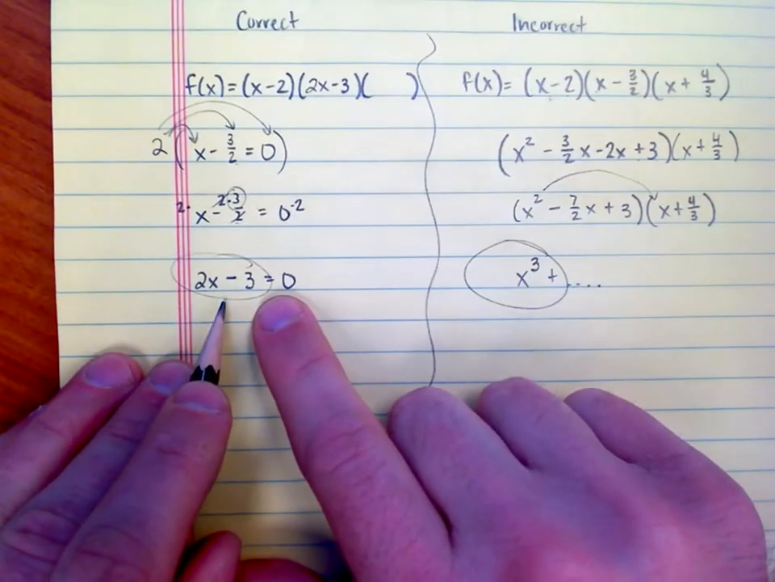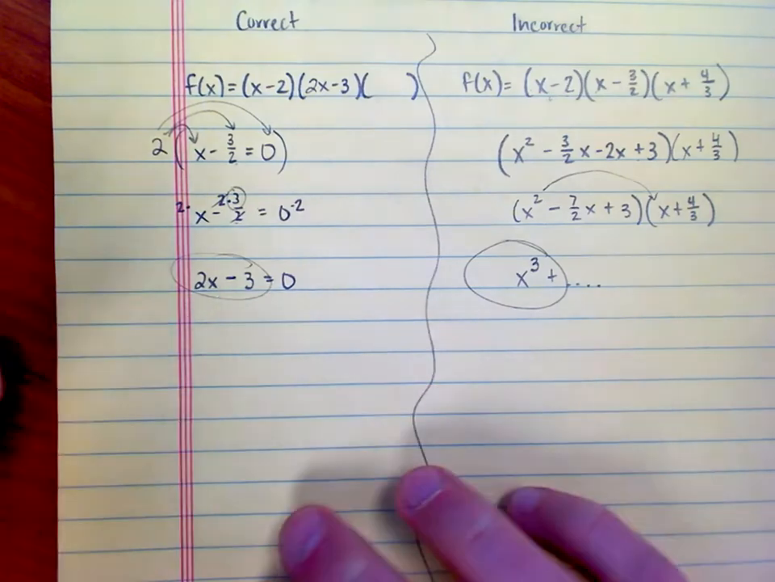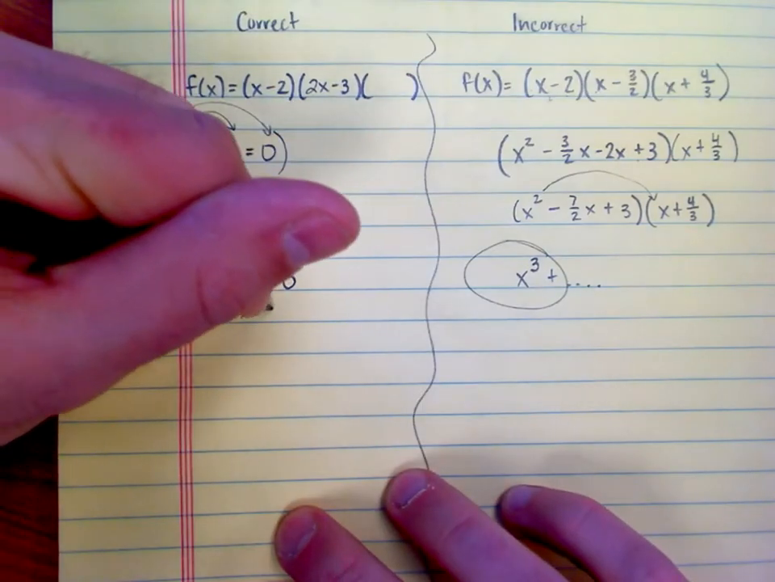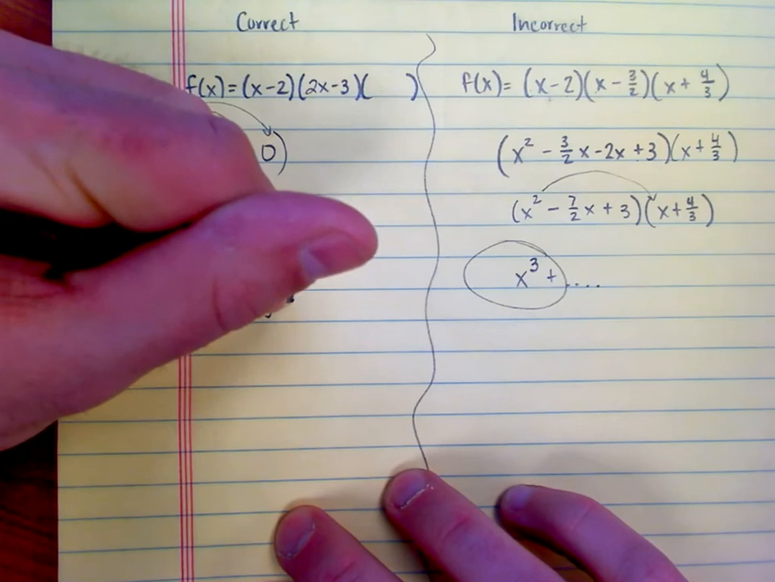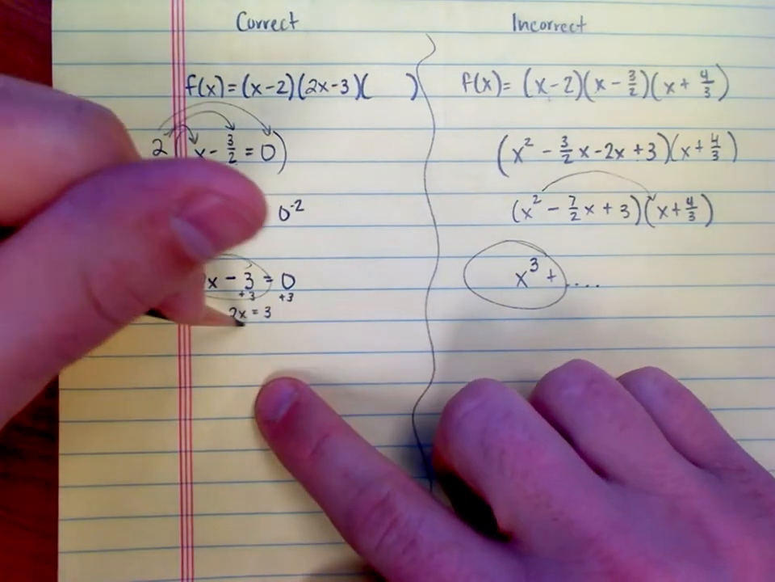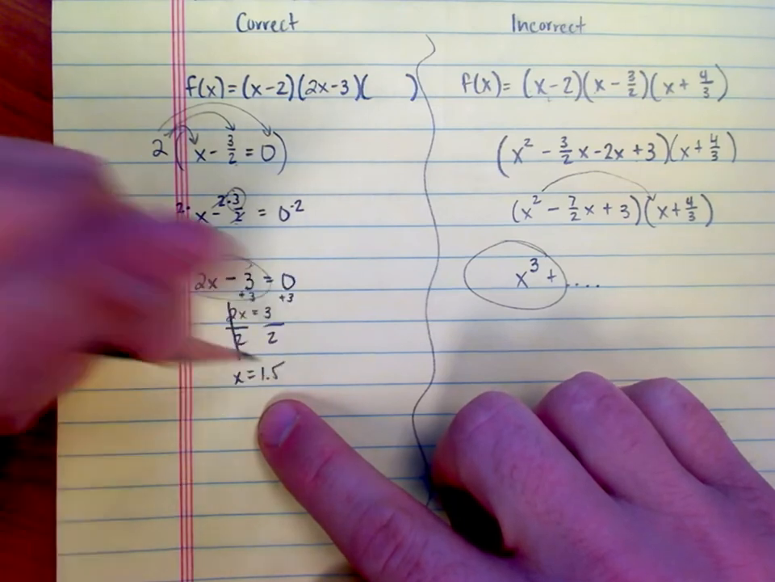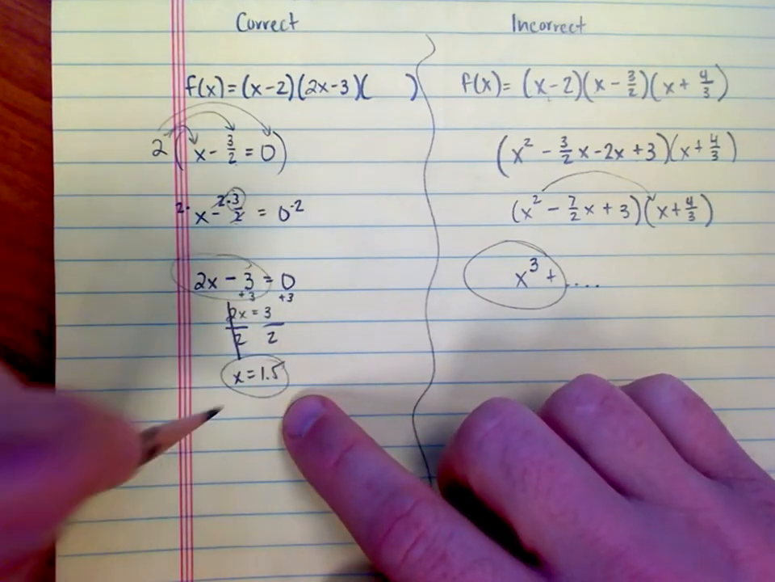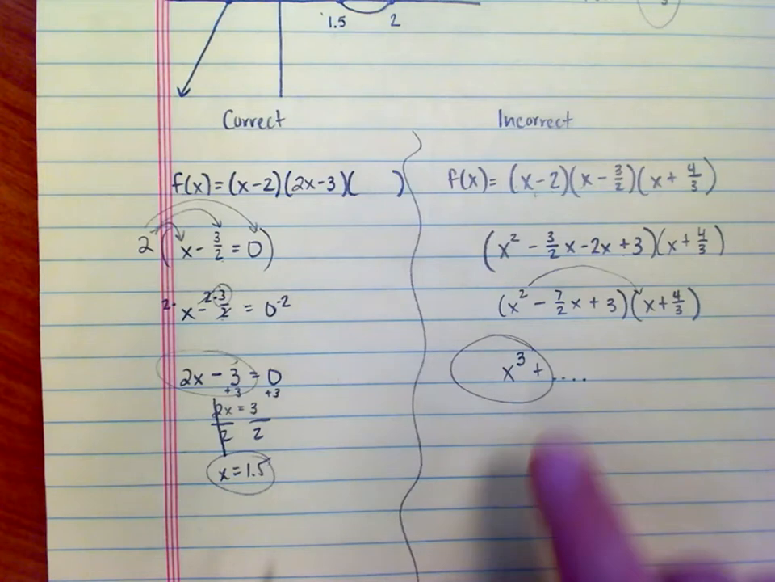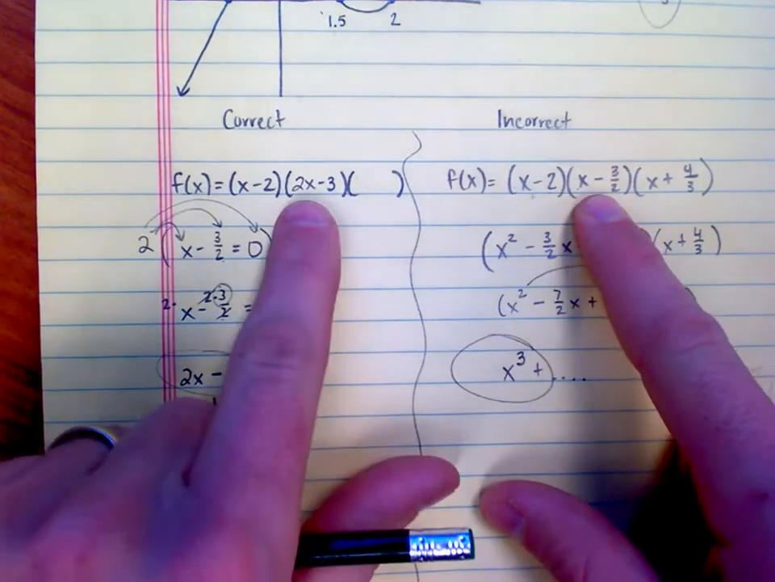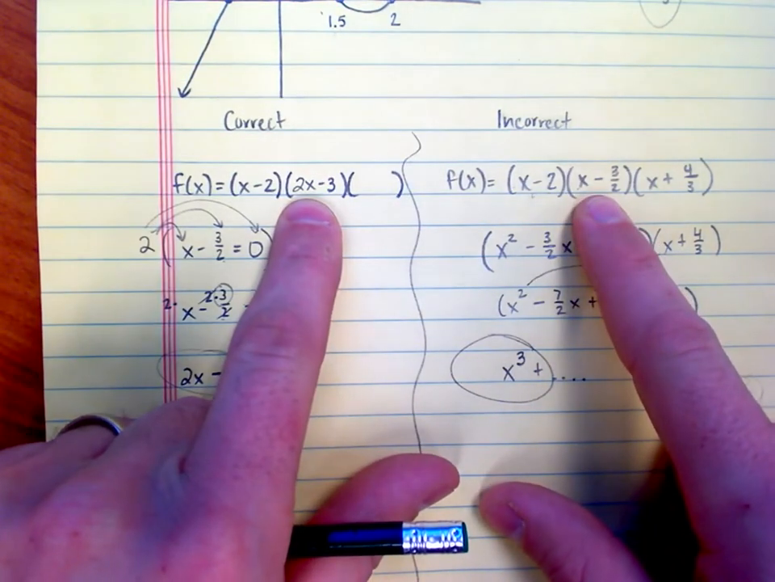If I solved this for x, let's just work backwards for instance, okay? I would have said 2x is equal to 3. I would have added 3 to both sides, right? So give me 2x plus 3, and then I would have divided by 2, and x would have been 1.5, 3 halves. That's exactly what I was looking for, right? So the correct factorization is not x minus 3 halves. The correct factorization is 2x minus 3.